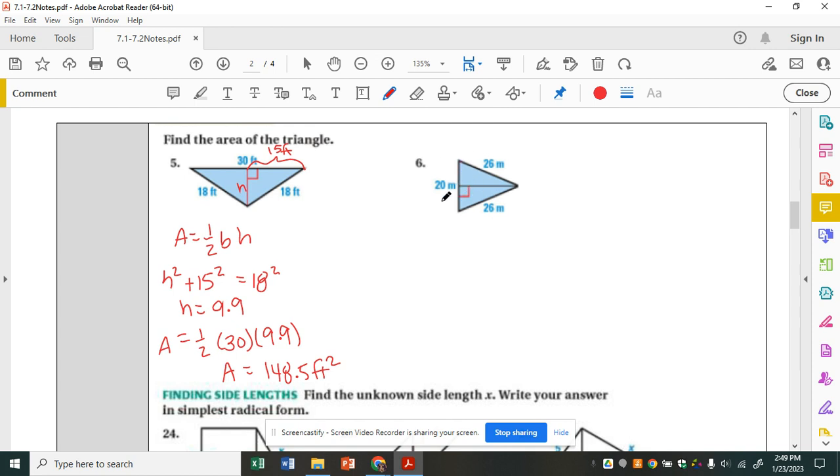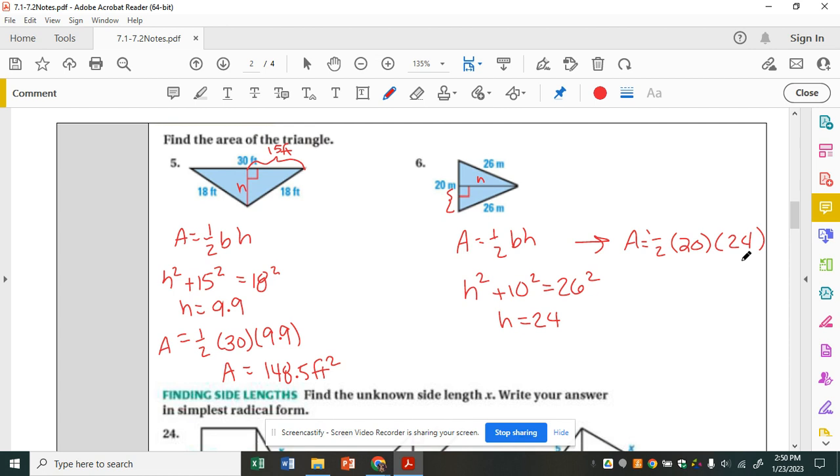Same idea on 6. 20 refers to the entire base of the triangle. So when you're looking at your Pythagorean theorem, you're only looking at half of that. So again, area is 1/2 the base times the height. You're going to set up your Pythagorean theorem as h squared plus 10 squared equals 26 squared. I'm not going to do it all out, but you should get that h is 24. And when you plug that into your area formula, again, base refers to now the entire base of the triangle. Your height is 24, so you should get your area as 240 square meters. Okay, so just be careful about those on 5 and 6.